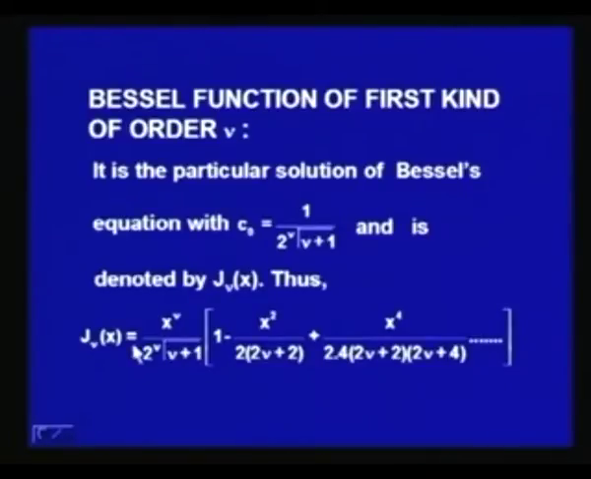So, thus J nu x becomes x to the power nu over 2 to the power nu into gamma nu plus 1, minus x square over 2 into 2 nu plus 2, plus x to the power 4 over 2 into 4 into 2 nu plus 2 into 2 nu plus 4, and so on. This J nu x we have obtained by replacing C naught in y1 x by 1 over 2 to the power nu gamma nu plus 1. Now, this choice of C naught has been made in order to get a simplified expression for J nu x.